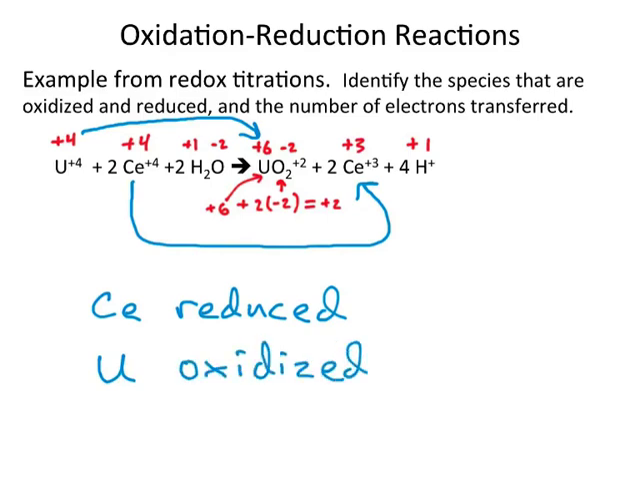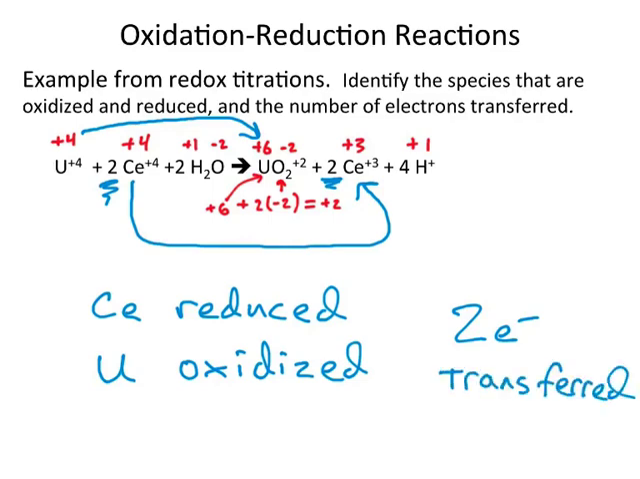Now let's look back up at the question. What are we trying to answer? The species that are oxidized and reduced, and the number of electrons transferred. All right, so if we look at this, there's a single uranium atom here, and each single uranium atom has to lose 2 electrons to go from +4 to +6. Now, what about the cerium? Each cerium atom goes from +4 to +3, which means it has to gain 1 electron, but there's 2 cerium atoms. So that means the cerium overall gains 2 electrons. So that means 2 electrons are transferred because the uranium is overall losing 2, the cerium overall is gaining 2.